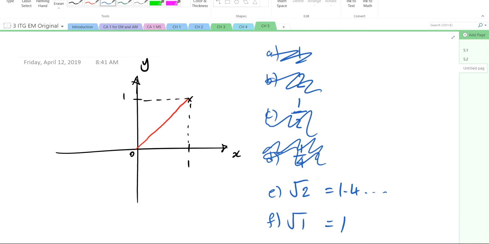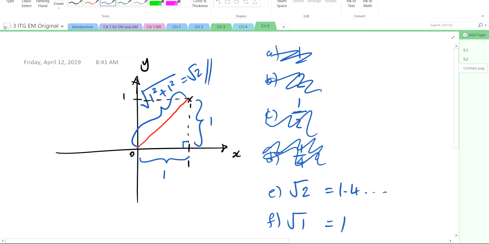Yes. You're right. What is this length over here? 1. What is this length? 1. What must this be? Okay? So the answer is square root 2. Let's try something more complicated.